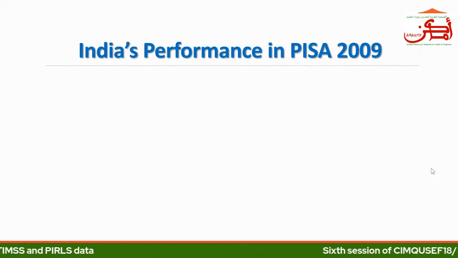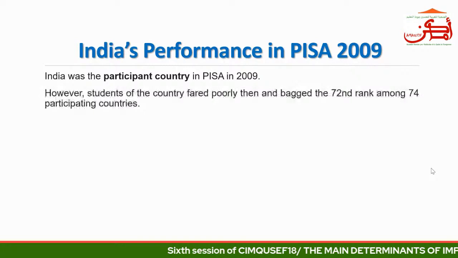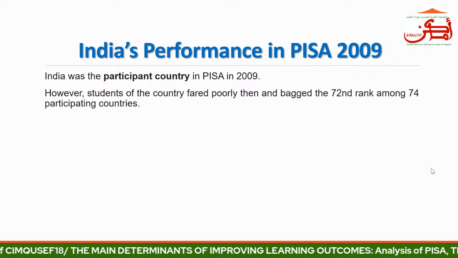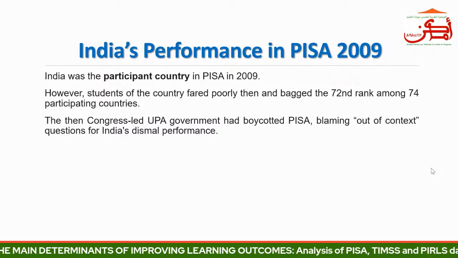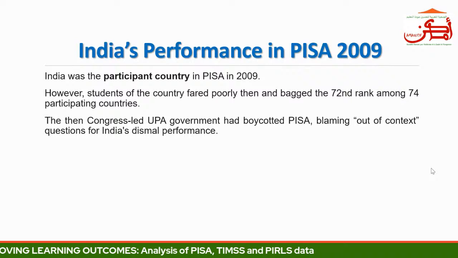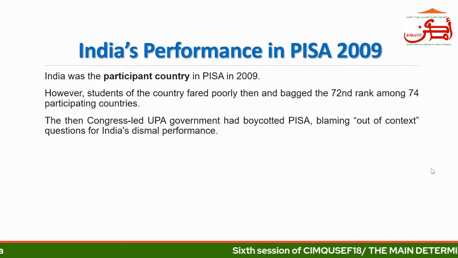So India's performance in PISA 2009. India was the participant country, and the students of the country fared poorly, and the rank was 72nd among 74 participating countries. And then the Congress government boycotted PISA, and they blamed that the questions were out of context. So they were out of syllabus. Some teachers also complained that the questions were out of syllabus.